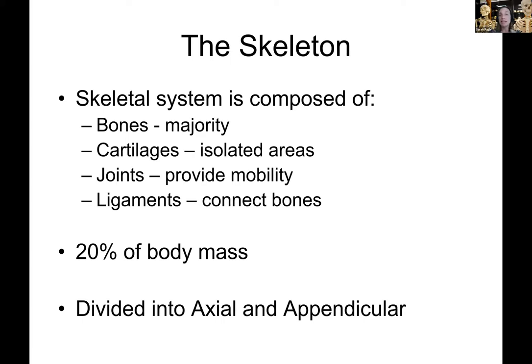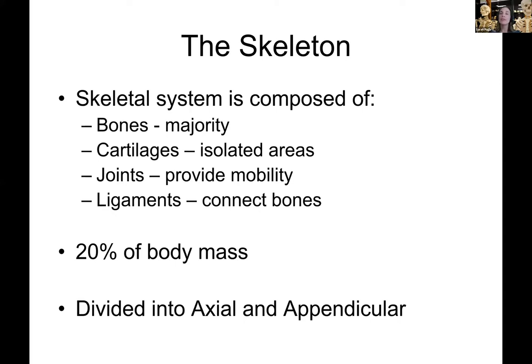So the skeleton is mostly bones. Obviously, when you look at a skeleton, like I have back here, it's mostly bones, but there is some cartilage, right? So we have cartilage that connects the ribs to the sternum. We also have cartilage at the ends of all of our bones. We call that articular cartilage.